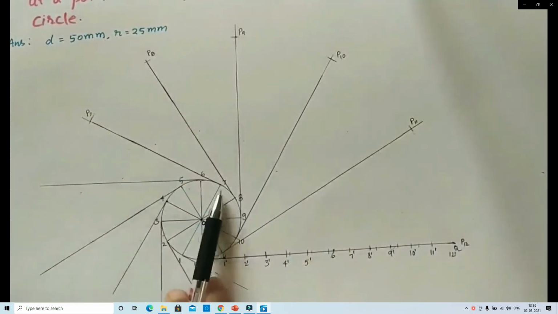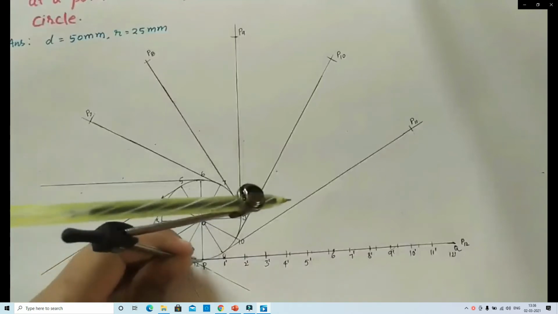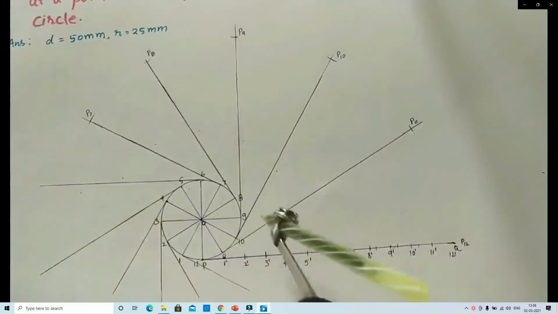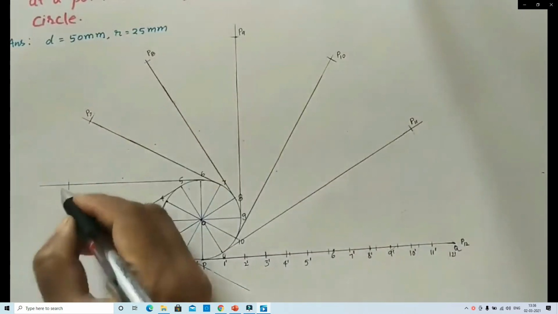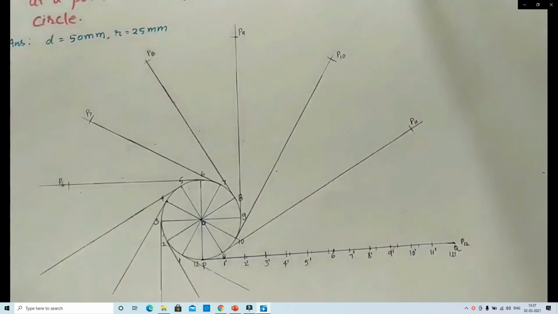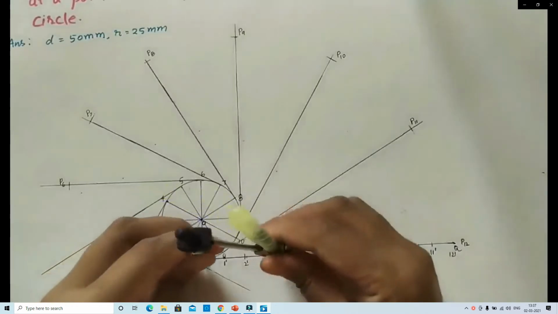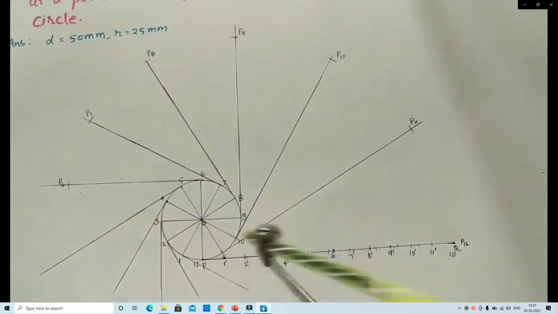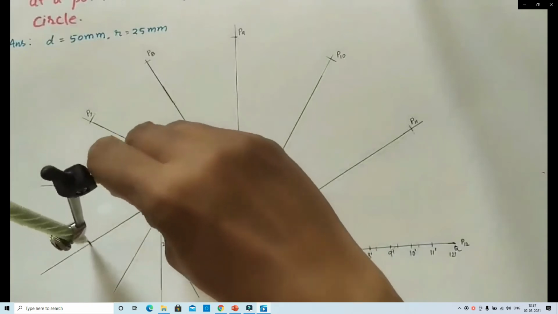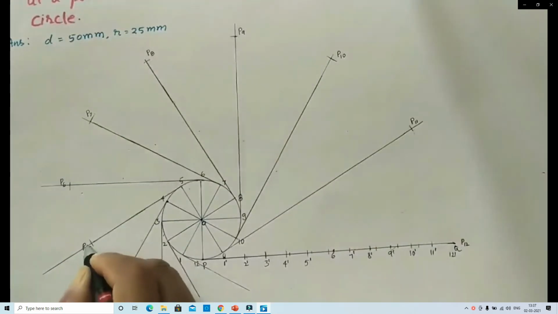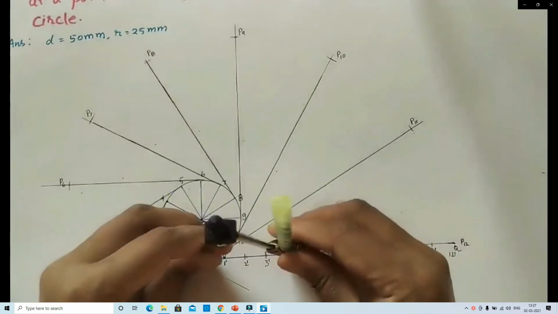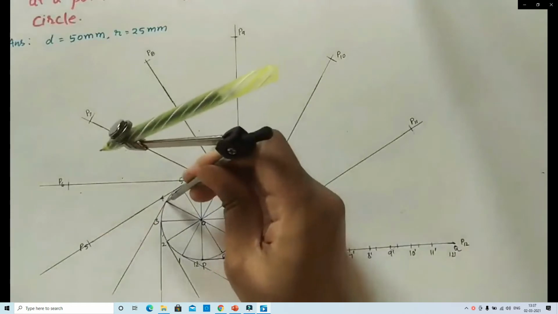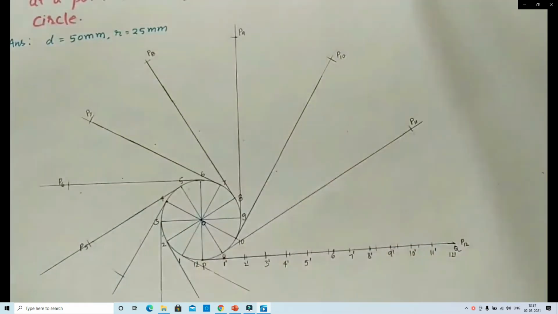Next P2 5. P2 5 dash. That is the 5th division. Next P2 4 dash is the radius. P2 5 dash is the radius. We cut the 5th tangent, and in the similar way we take the radius of P2 1 dash, 2 dash, 3 dash, 4 dash.